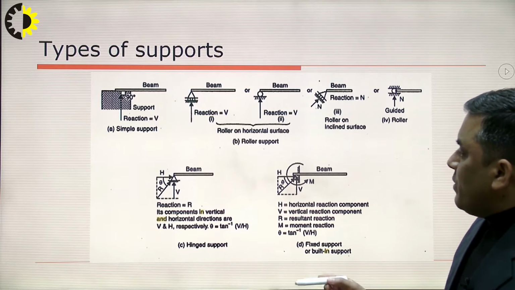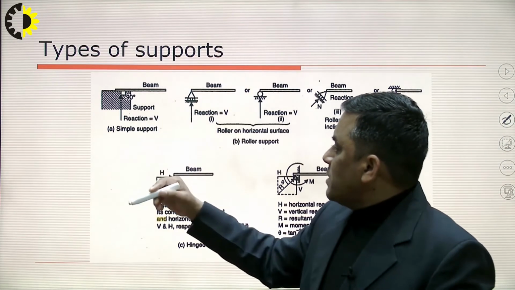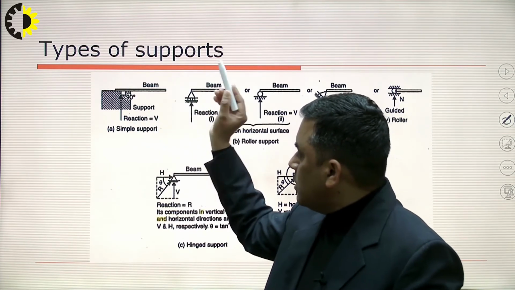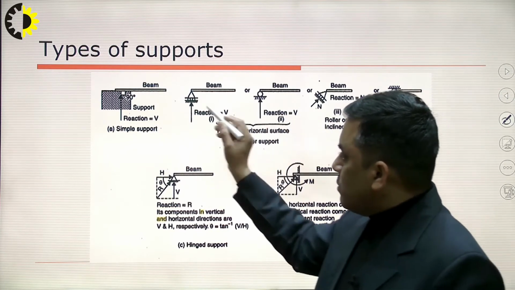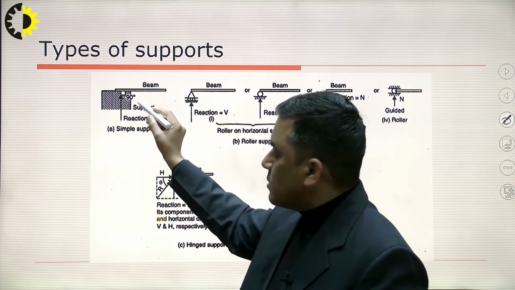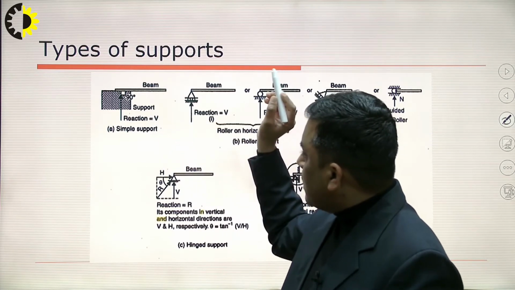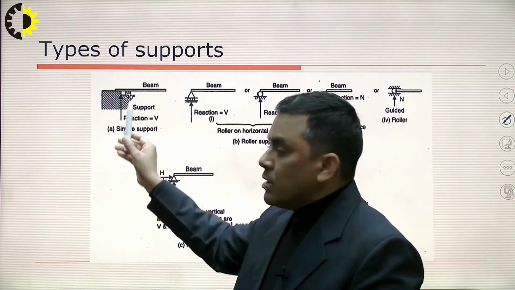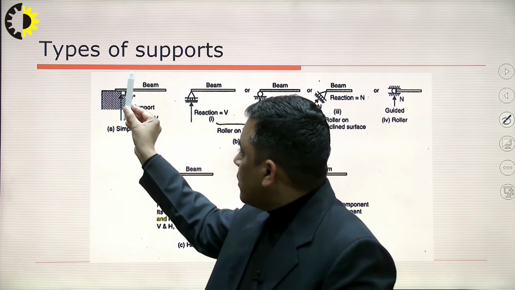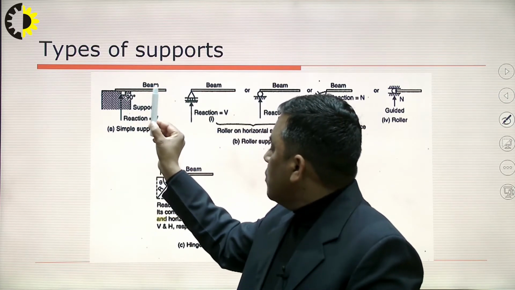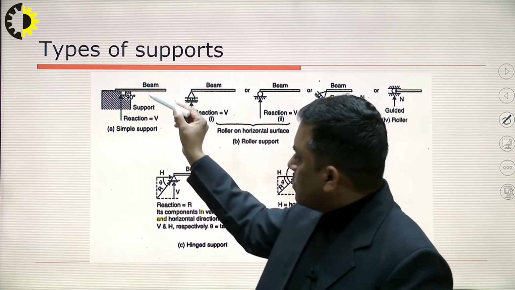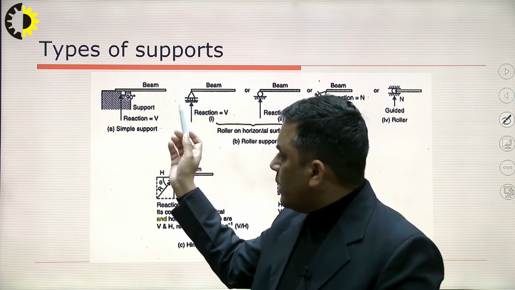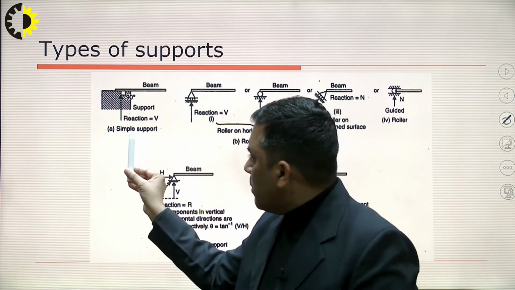These are some pictorial representations. For simple support, the beam is simply supported and its translational motion is constrained vertically downward. Against that constraint there will be a reaction force which is vertically upward. So whenever we are dealing with simple supports, the translational motion of the beam vertically downward is restricted, and against this restriction there will be a vertical reaction force.